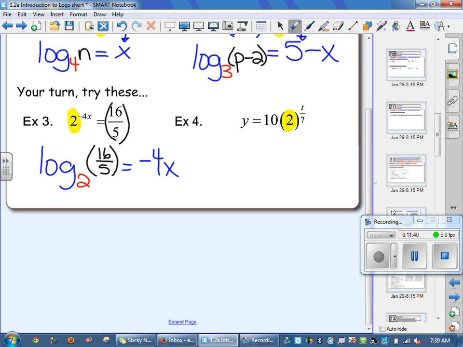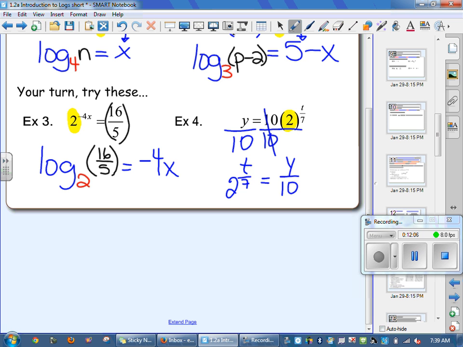Example 4, we've got an a value. Now, the a value needs to be divided out to both sides. How come? Because we don't want it sitting beside our base. So we're going to divide the 10 out. That's all we know how to do yet before we know log laws. So then that's going to give me 2 to the t over 7 equals y over 10. So now I can actually convert that to log form.